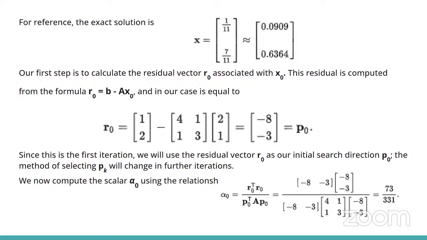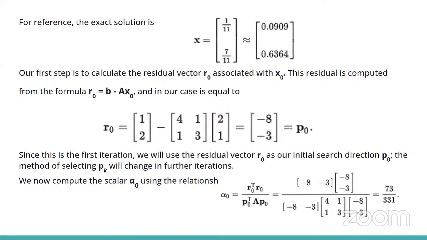Since this is the first iteration, we'll use the residual vector R0 as our initial direction, P0. This particular step has a formula, which you can see below here: alpha naught equals R0 transpose R0 over P0 transpose A P0. So we have the values of our R. Transpose just means that if it was a row matrix, you change it to a column matrix.